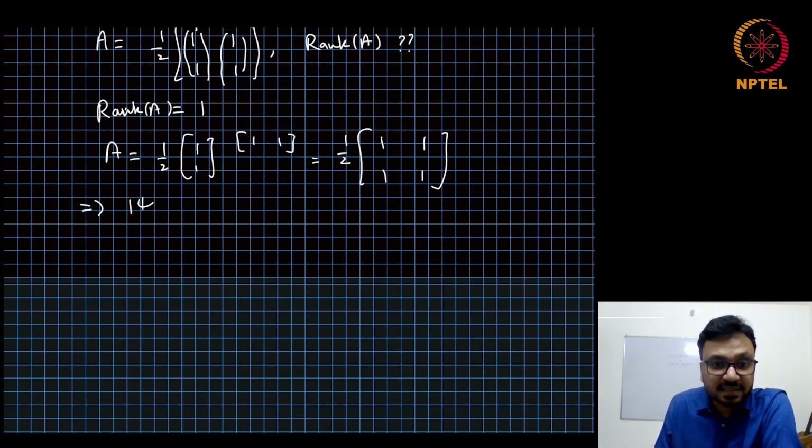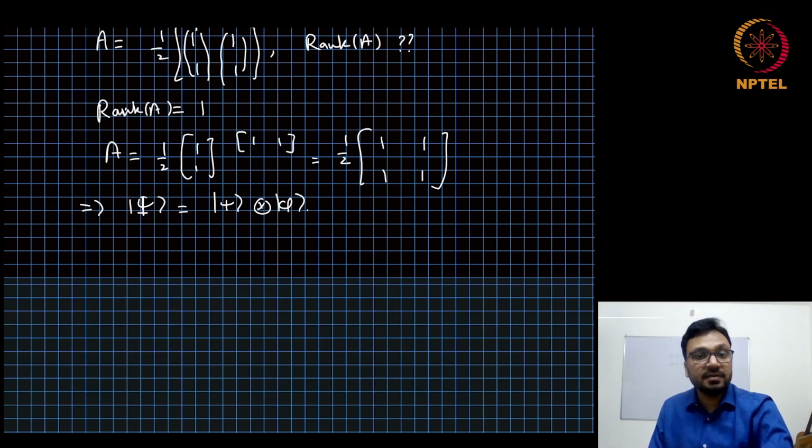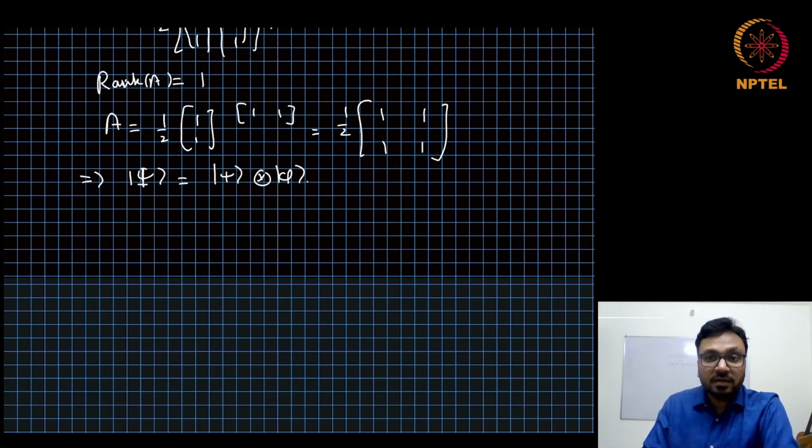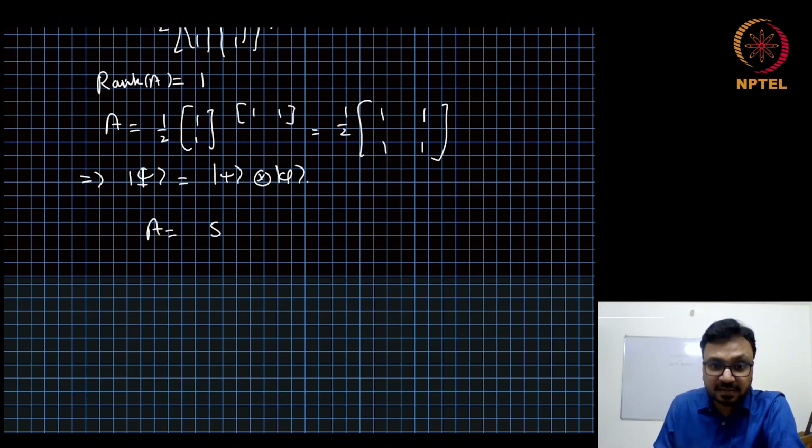This implies that the state psi is a product state. So we can always find small psi and small phi such that capital psi can be written in this form. Now, in our earlier treatment, we saw that if A is S times P transpose, where S and P are vectors, then it's equivalent to capital psi being psi tensor phi. And here we see that A can be written as S vector and P vector, where S vector turns out to be 1 over root 2 times (1, 1), and this is the same as the P vector.